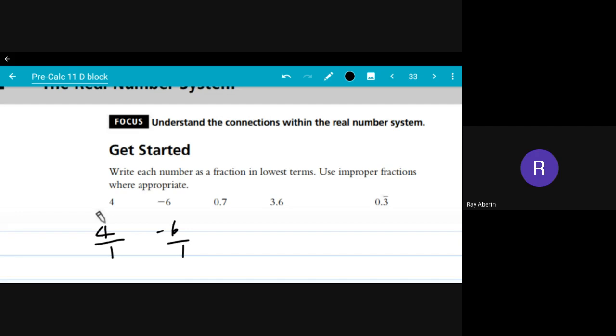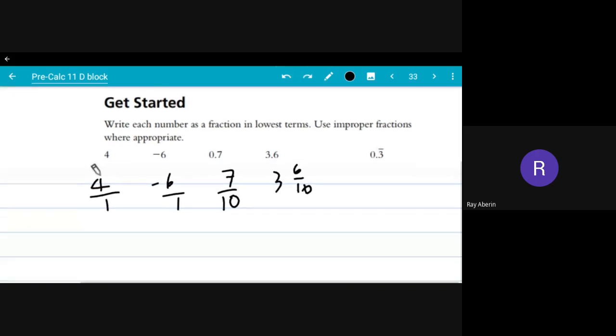Right. What about this one? 0.7. Well, in terms of place values, you may want to recall how you would call this when you were in elementary. I think that's 7/10, and by being able to tell yourself 7/10, you just created the fraction for yourself. Well, 3.6 is 3 and 6/10, but then the instruction tells you to use improper fractions whenever possible. So that means 3 and 6/10 would be 36/10.